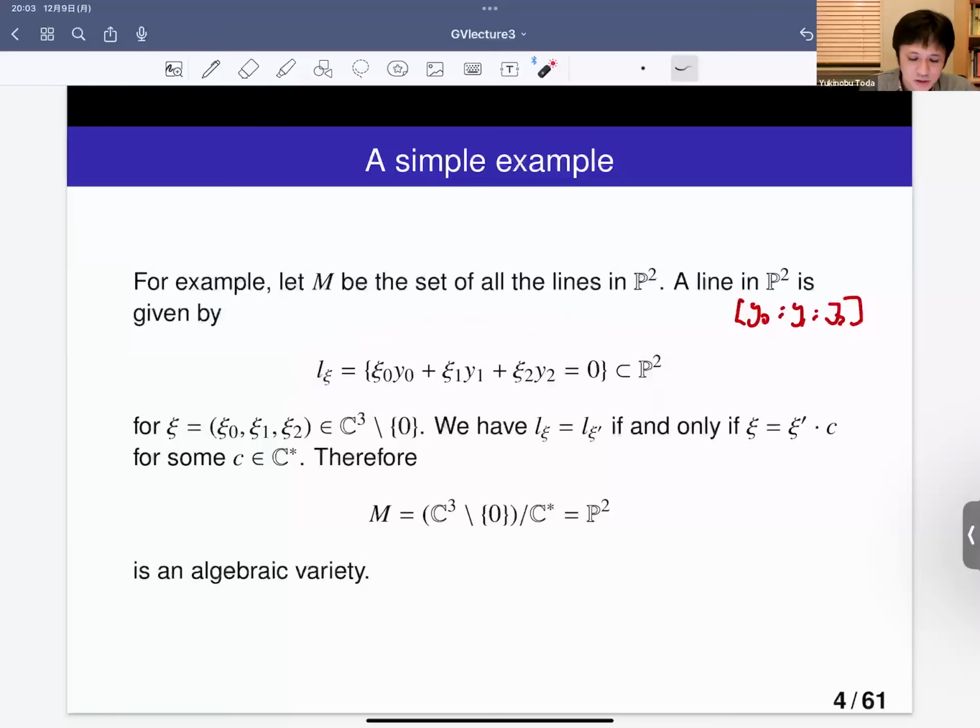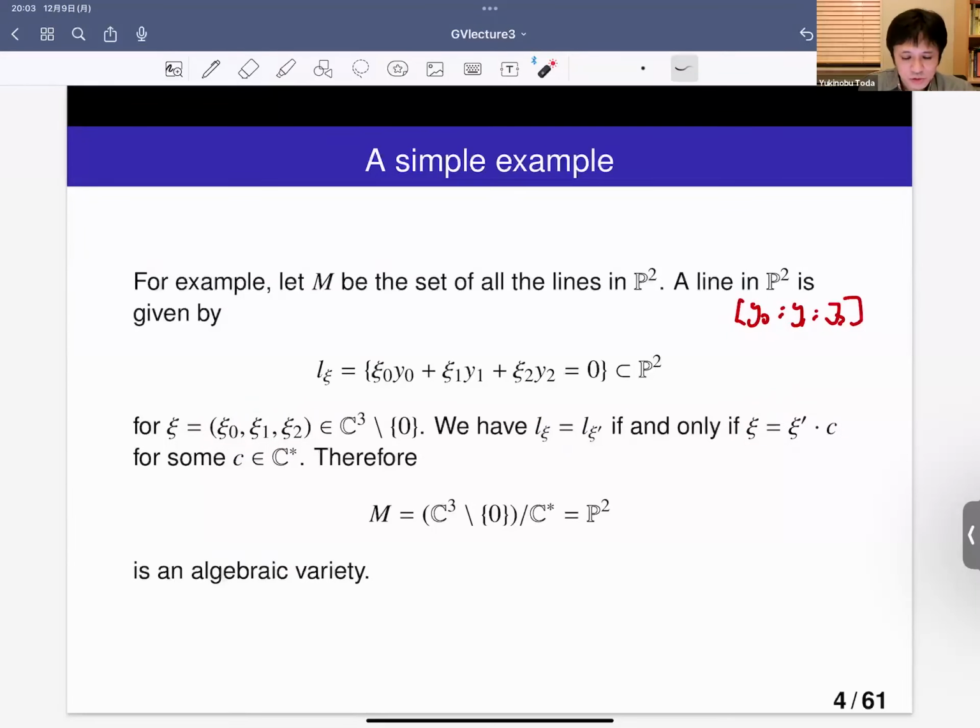So giving such a line is equivalent to giving the tuple of these numbers, a triple in C3. But of course you have to exclude 0, otherwise this is not a line. Also, these two lines are the same if and only if these vectors are proportional.